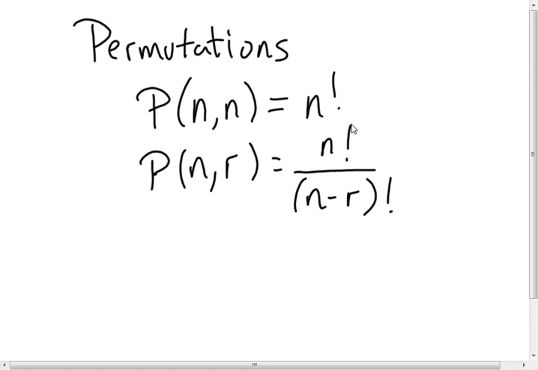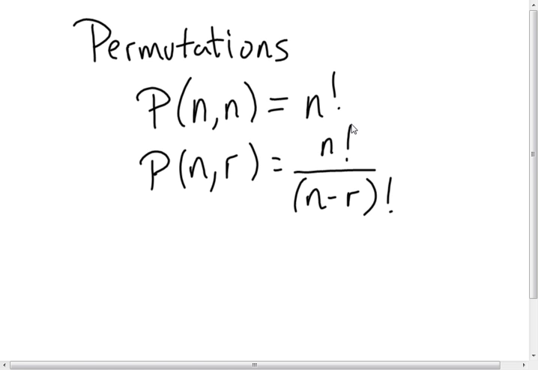Welcome to Permutations and Combinations. Remember, this is section 13.1, and permutations, by definition, is an arrangement of objects in a specific order. So permutations, the order does matter in arranging objects. There are two different types of permutations.